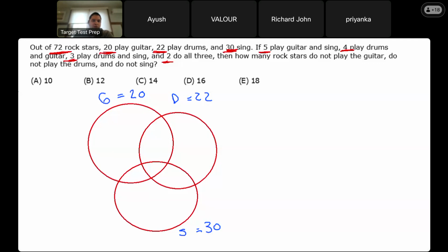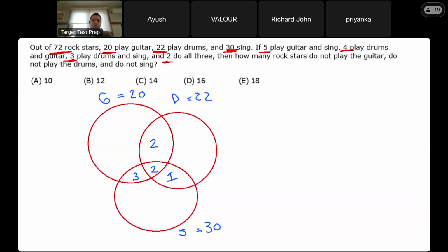2 do all 3. 3 play drums and sing. That's 3 minus 2. So it's not really 3 total because you got to subtract out the middle. That becomes 1. 4 play drums and guitar. Well, that's really actually going to be 2. 5 play guitar and sing. Okay, that's not actually going to be 5, that's going to be 3.